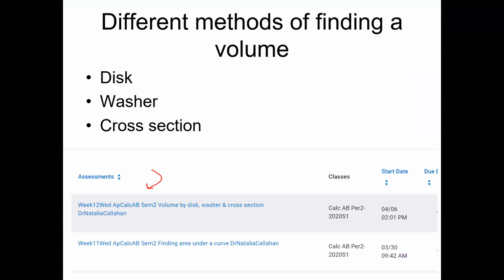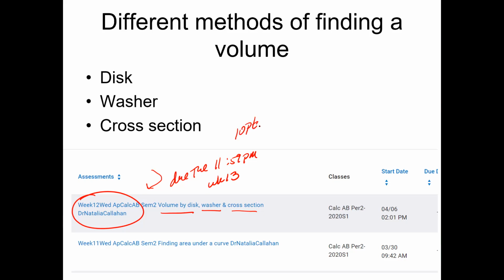Okay, so for today, you do have your assessment on AP College Board. It is right over here for week 12 Wednesdays. It's 10 questions, and the topic is finding the volume by discs, washers, and cross sections. It is due by Tuesday, 11:59 p.m. in week 13, so you have exactly a week to complete this. Make sure you complete it. It is out of 10 points.